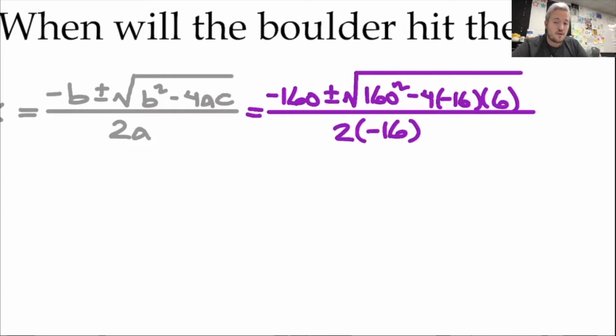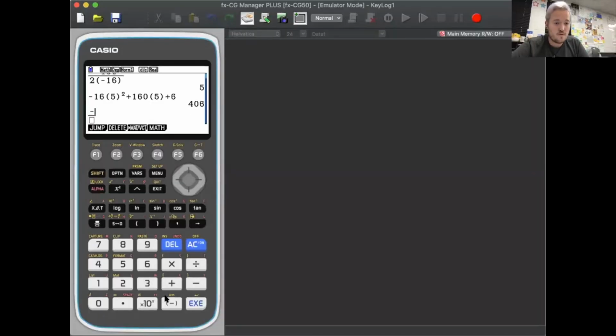All right, so remember, we want the root that is going to be further right. We don't care about the left one in this case. We want to find when it's going to hit the ground. All right, so now I'm going to plug everything in. So negative 160, minus square root of 160 squared minus 4 parentheses negative 16 times your A, times your C value, which is 6, all over 2 times negative 16.